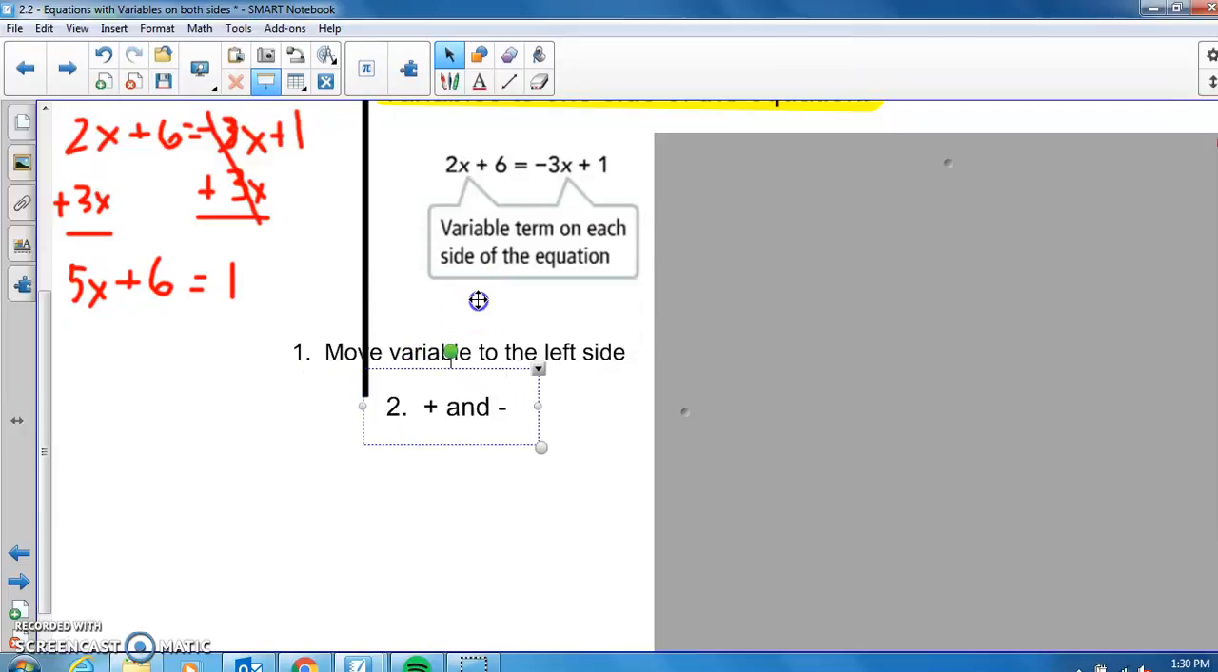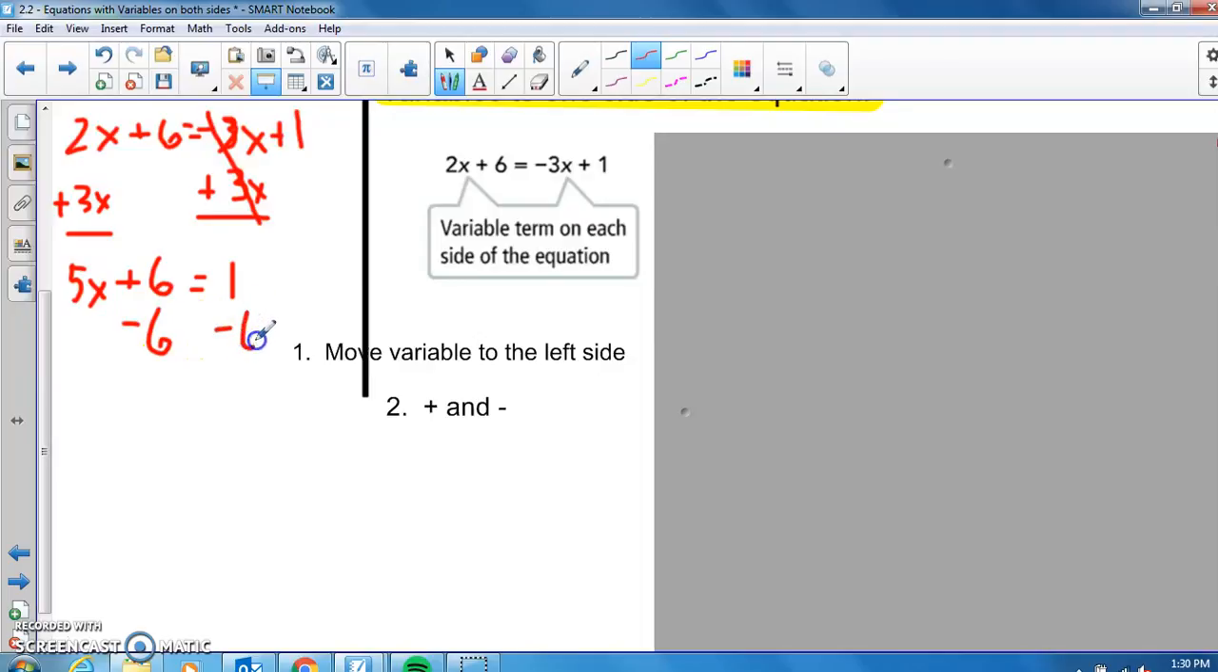I'm going to kind of move that there to give some room. So I have 5x plus 6 equals 1. We now take care of addition and subtraction. I have a plus 6. The inverse would be a negative 6 or a minus 6. I have to do the same thing to the other side. So that gives me 1 minus 6. This positive 6 and negative 6 cancel out. I drop down the 5x.